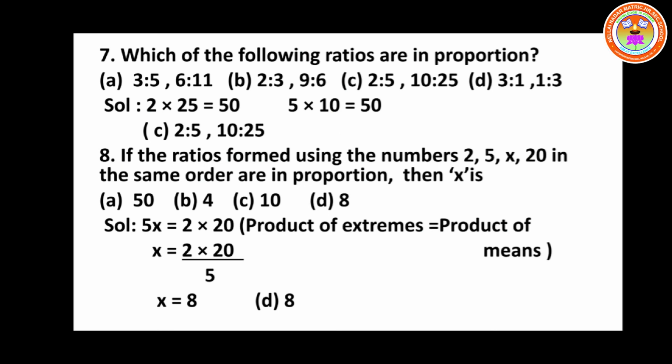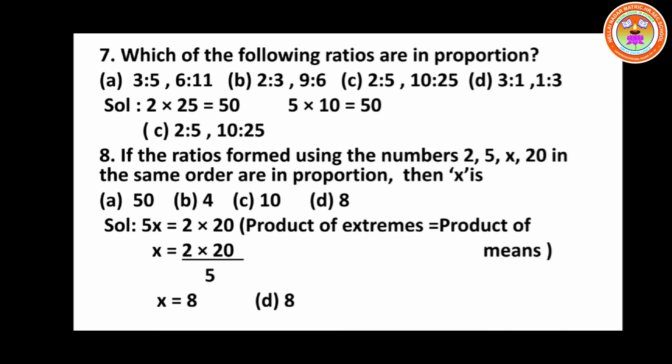Option C you take. 2 is to 5, 10 is to 25. What are the extreme numbers present here? 2 and 25. So 2 twenty-fives are 50. Product of the means. What are the mean numbers present here? 5 and 10. So 5 into 10 is equal to 50. Now you can observe that both the answers are equal. Therefore these ratios are in proportion.